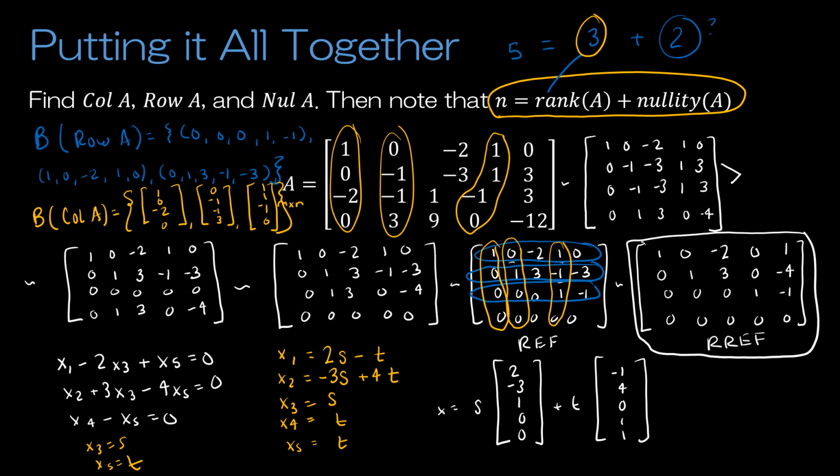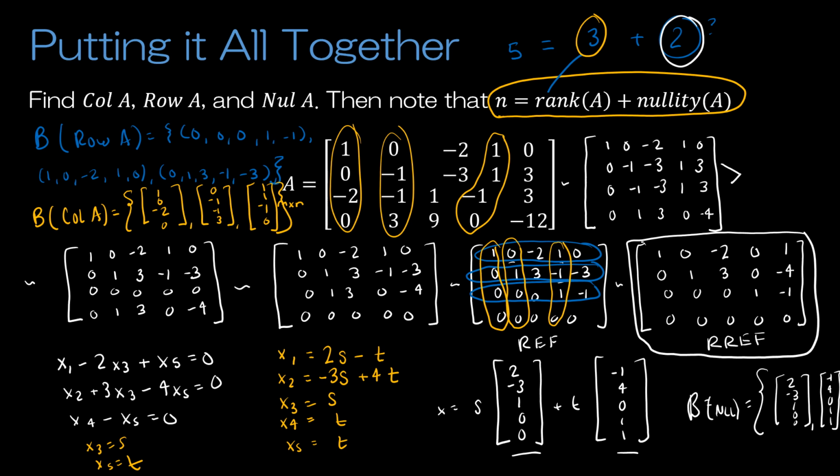And then that means the nullity is 2, which is what we expected. And the basis for the null space is those two vectors that we just came up with. Positive 2, negative 3, 1, 0, 0, and negative 1, 4, 0, 1, 1.